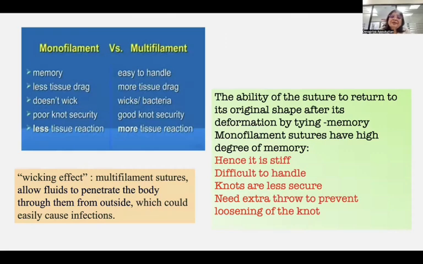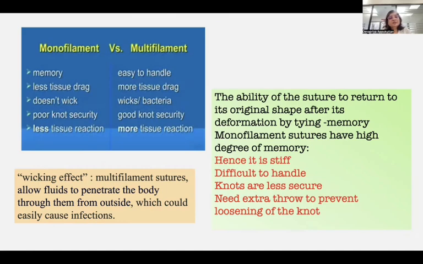Let's see the basic difference between monofilament sutures and multifilament sutures. First thing we need to know is memory. What is memory? The ability of the suture to return to its original shape after its deformation by time. Monofilament sutures have a very high degree of memory, so they are very stiff and difficult to handle. The knots are less secure and need extra throws to prevent loosening of the knot.